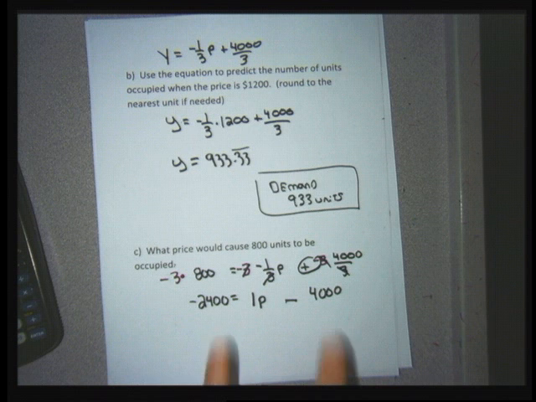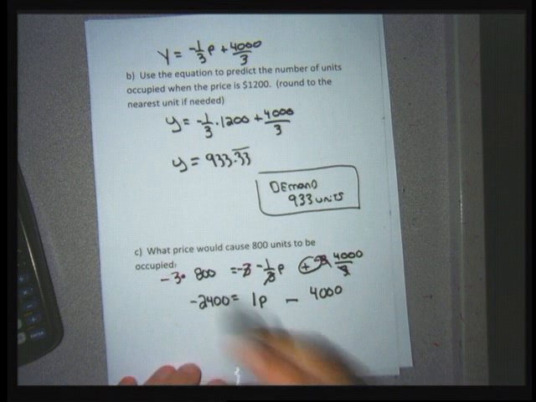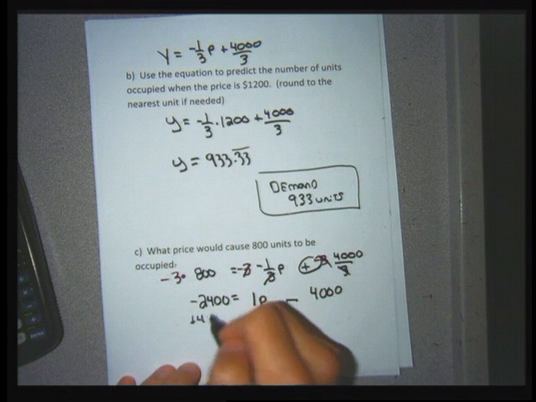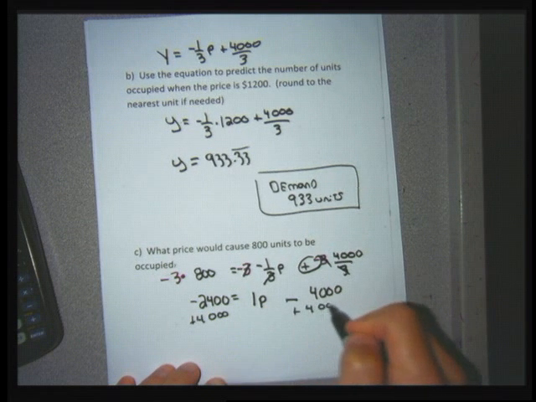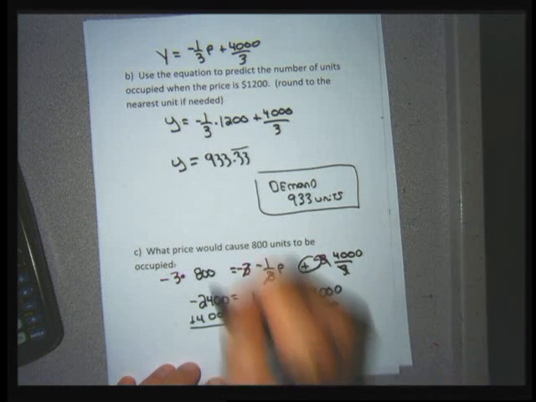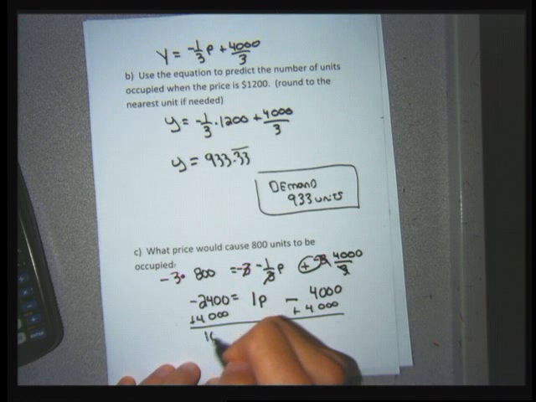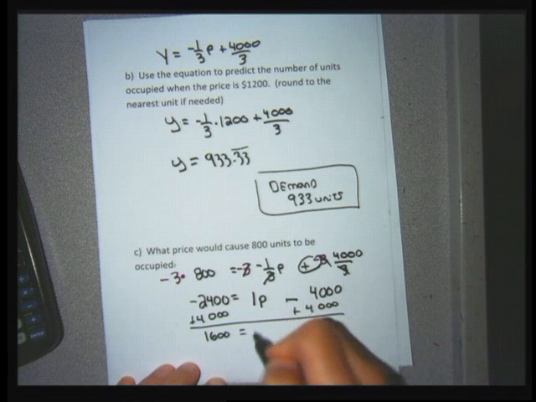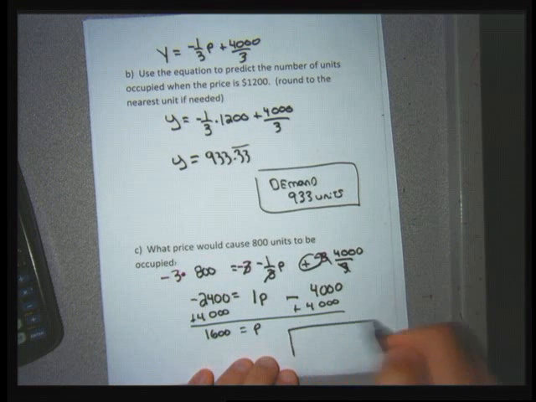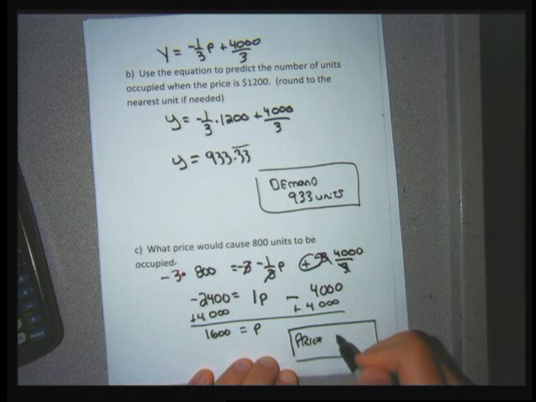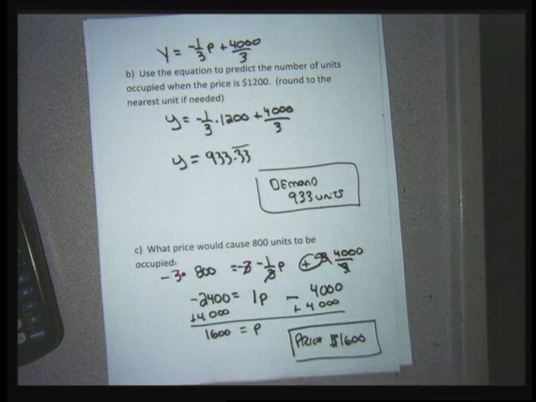So now I'm ready to get the answer that I need by adding 4,000 to both sides. So hopefully you notice I dropped that 0. When I do this, on the left side I get 1,600. On the right side I get 1p, which I can just write as p. So at a price of $1,600, the demand will be 800 units. So the answer is a $1,600 price.